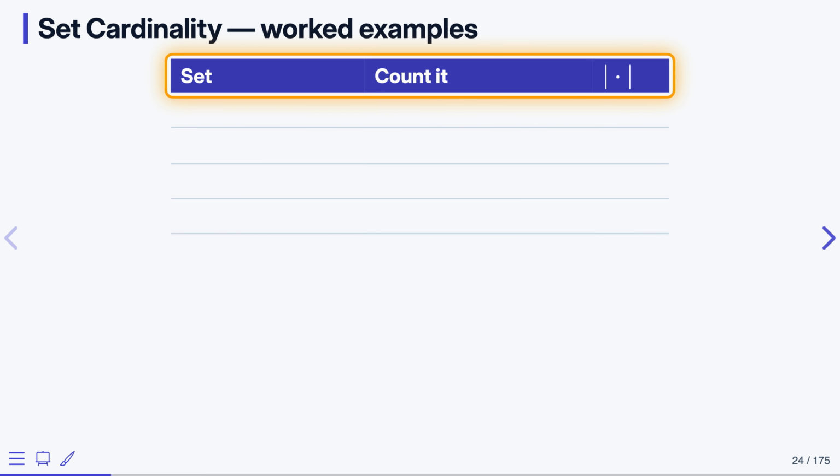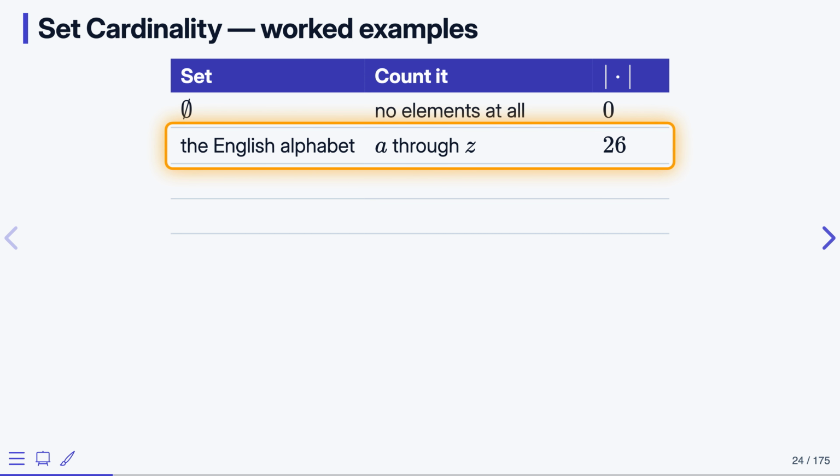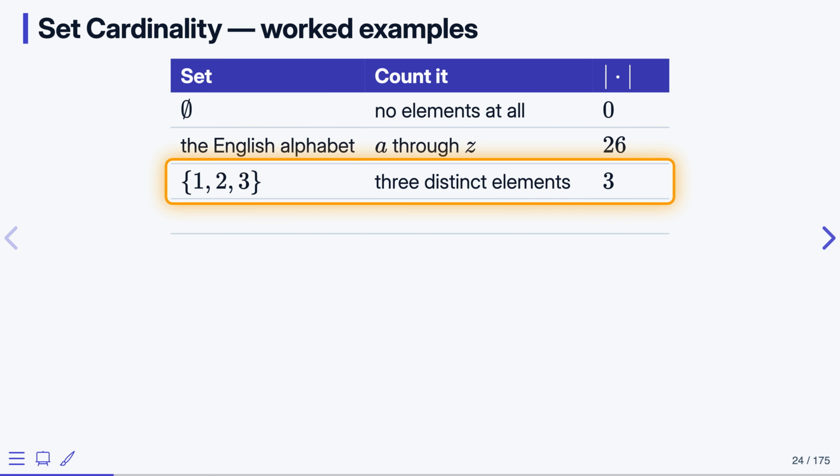Now let us count some sets, one line at a time. Line 1, the empty set. It has no elements at all, so its cardinality is 0. Line 2, the letters of the English alphabet, A through Z, that is 26 elements. Line 3, the set 1, 2, 3, 3 distinct elements, so the answer is 3.